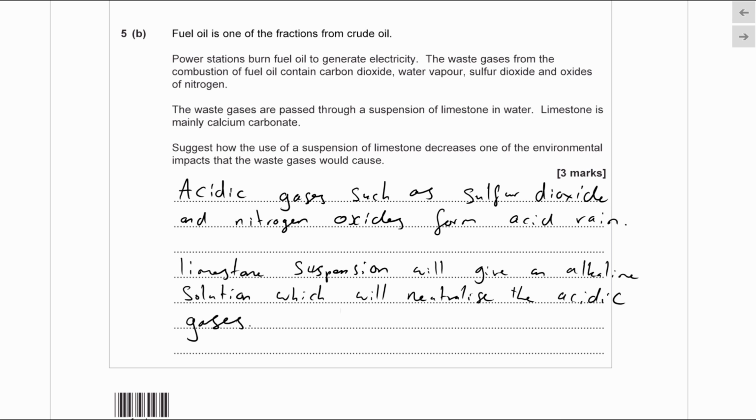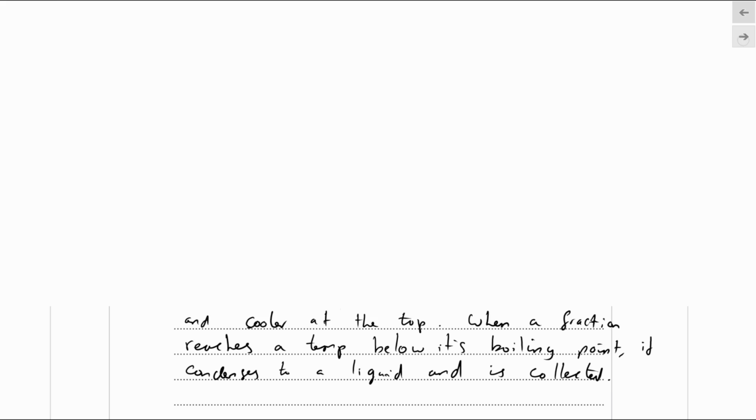The other way you could have gone is you could have said that carbon dioxide is a greenhouse gas. All right, carbon dioxide will dissolve in a suspension of limestone, okay, and that will reduce the greenhouse effect, okay. Either of those would be fine for 3 marks, but you have to say how they cause the pollution and why the suspension of limestone would reduce that. All right, so moving on.